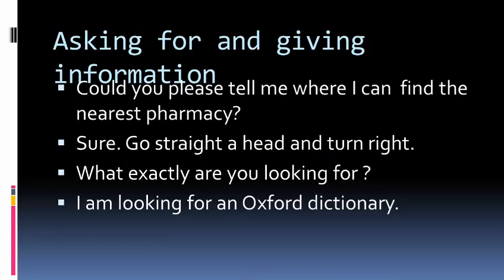Now, there are some ways to ask for and give information. Can anybody read? Could you please tell me where I can find the nearest pharmacy? Could you please tell me where I can find biology books? Sure, go straight ahead and turn right. The biology books are on your right, on the first shelf. What exactly are you looking for? I'm looking for an Oxford dictionary. So, this is how to ask for information. Okay?